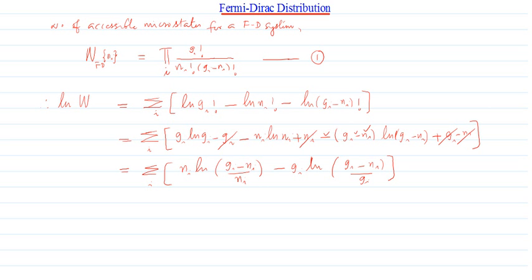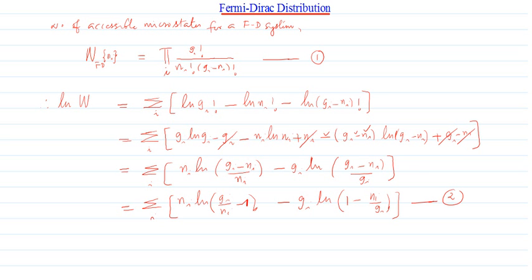This can be modified again following the same steps that you have done previously, that is the sum over i. We can write this as ni log of (gi by ni minus 1), separating out gi by ni minus 1, then minus gi log of (1 minus ni by gi). Let me call this equation number 2.